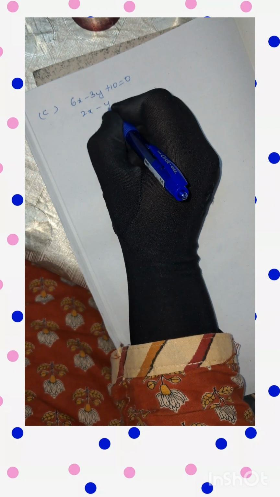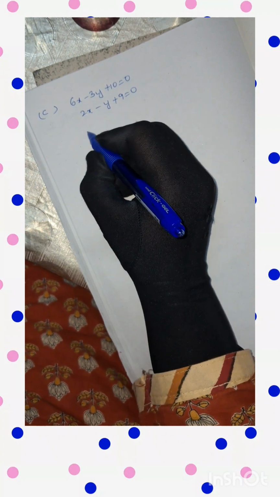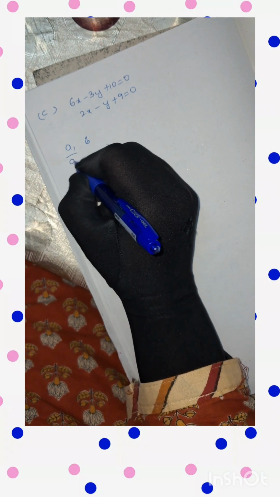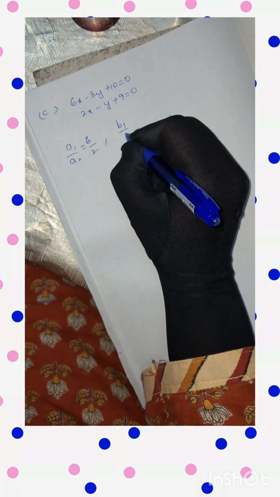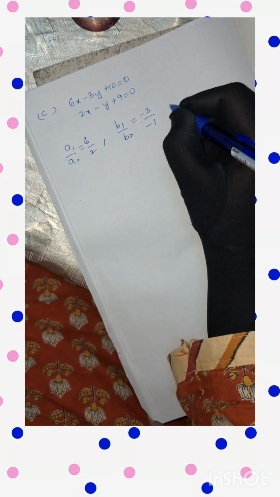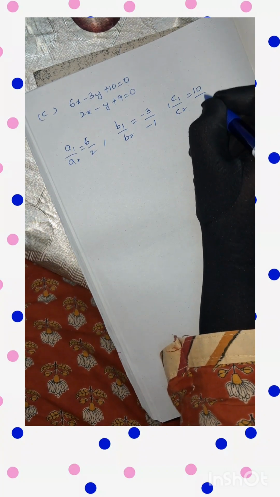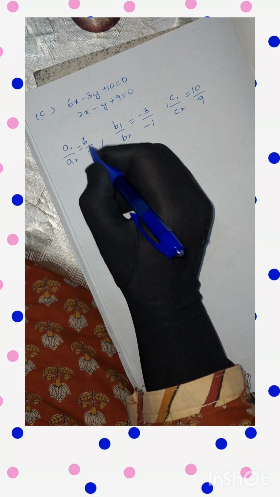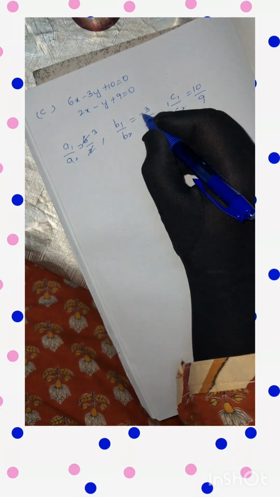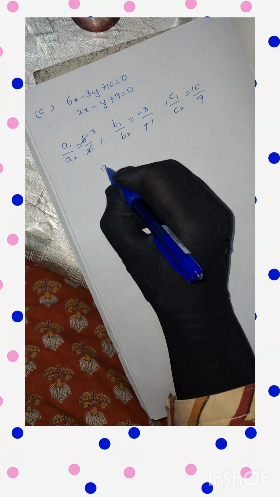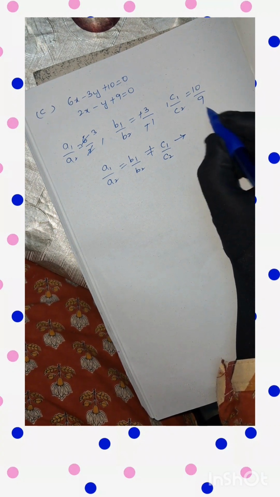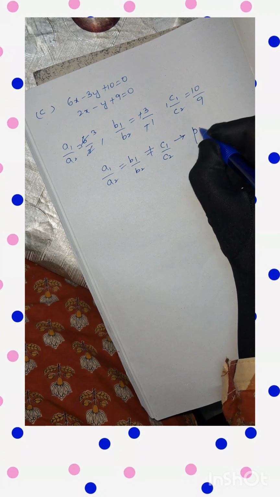Question number 3: 6x minus 3y plus 10 is equal to 0, 2x minus y plus 9 is equal to 0. So in this, what is a1? a1 by a2 is equal to 6 by 2. b1 by b2 is equal to minus 3 by minus 1. c1 by c2 is equal to 10 by 9. Right? So here 2 ones are 2, 2 threes are 6. Here also the minus signs cancel. So here a1 by a2 is equal to b1 by b2, but this is not equal to c1 by c2. It means these two lines are parallel lines.